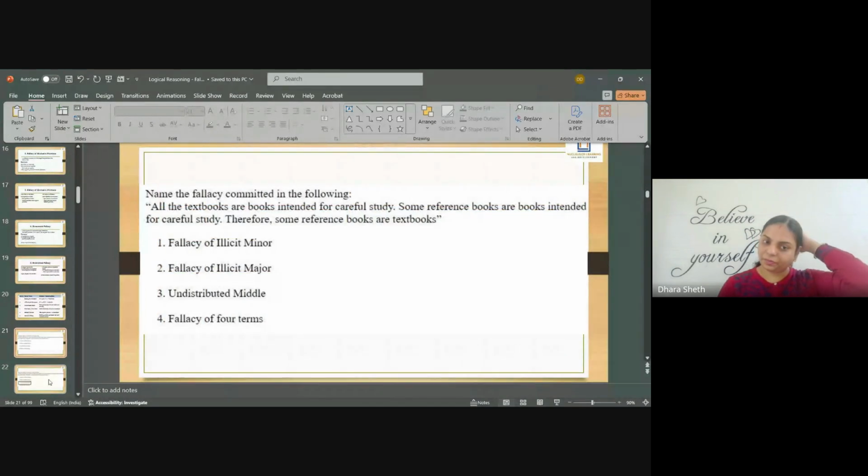See here. Fallacy of 4 terms, which is the last option, is, if you remember the first rule of syllogism, there has to be only 3 terms: a major term, a minor term, and a middle term. If there is a 4th term, then the syllogism is not valid. So if there are 4 terms, it is called fallacy of 4 terms.